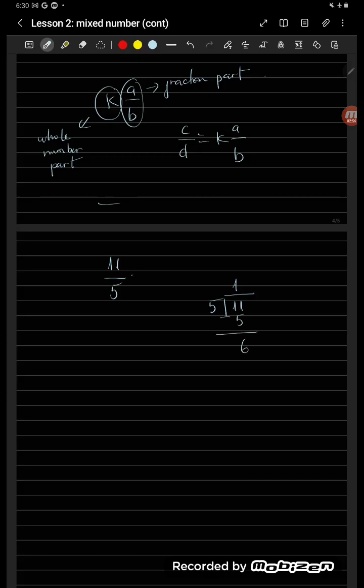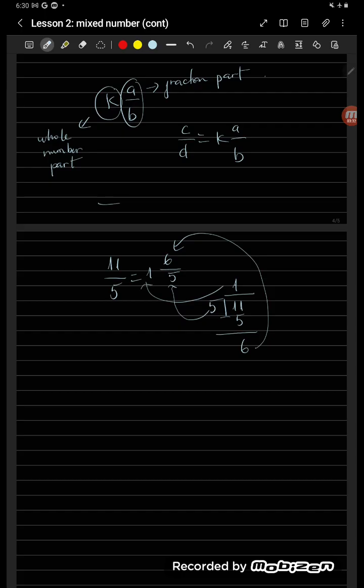Then they write the fraction 11 over 5 as a mixed number, with quotient 1, remainder 6, and divisor 5. Looking at this mixed number, you see 6 is the numerator and it is greater than 5, so it is not correct.